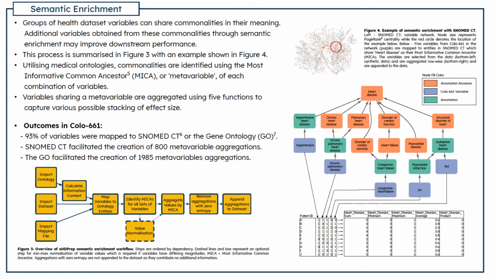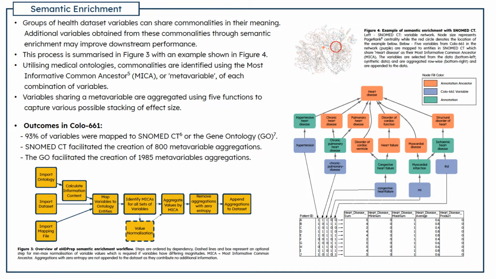An overview of how this process works is shown in Figure 3. On the left-hand side of Figure 3, we can see the three required objects: the dataset, an ontology, and a mapping file which will link entities in the ontology with dataset variables. It is likely that groups of variables will share multiple common ancestors. Therefore, we calculate the information content of each ontological entity. The most informative common ancestor is then selected to represent the group, as it is the most specific common ancestor for these variables. Each set of variables is then aggregated and added to the dataset.